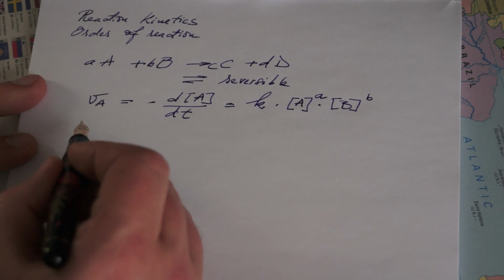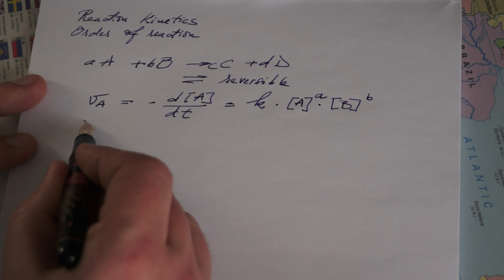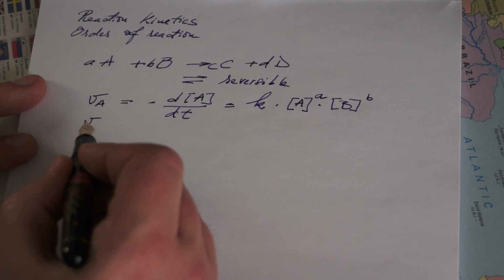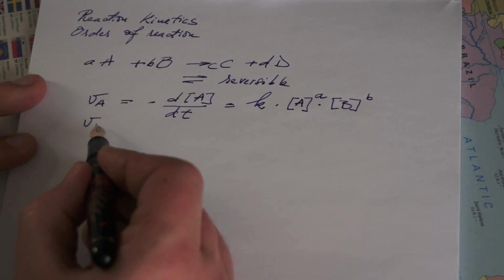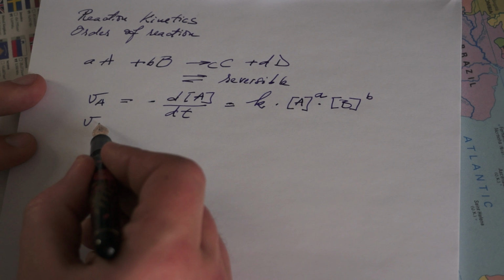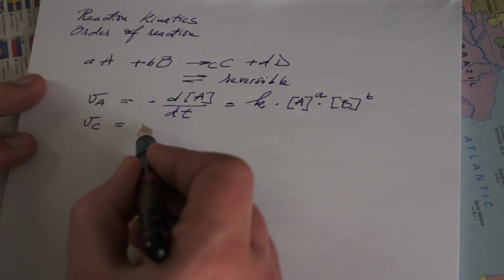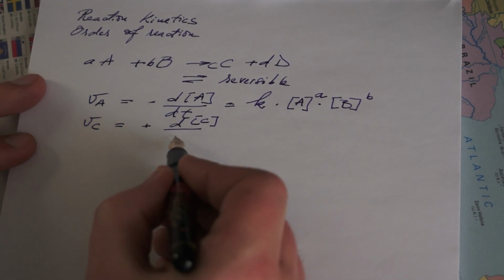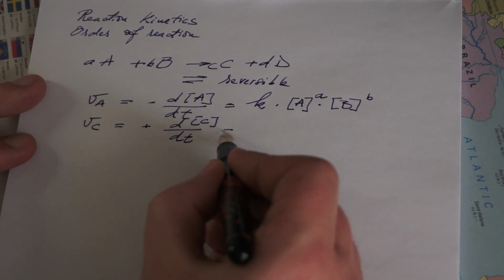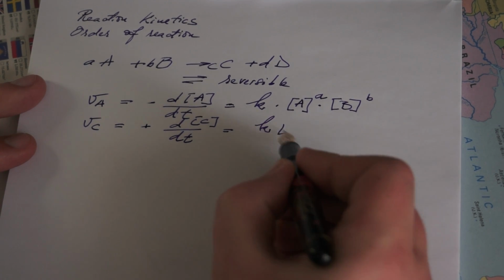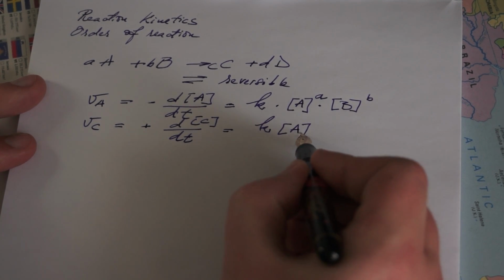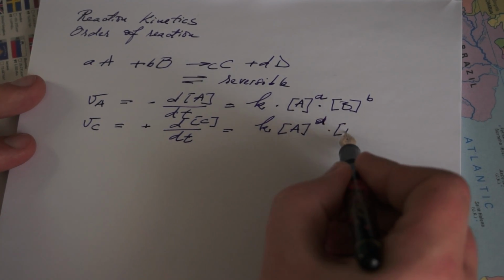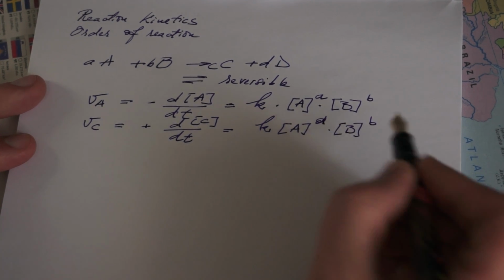On the other hand, you can measure the speed of reaction with respect to the appearance of one of the products. So let's take, for example, C. Then the sign will be plus, the derivative of the concentration of C over dt, but this will not change. It's still going to be the reaction constant times the concentration of A to the power of a, times the initial concentration of B to the power of b.